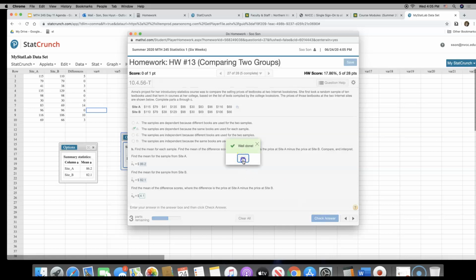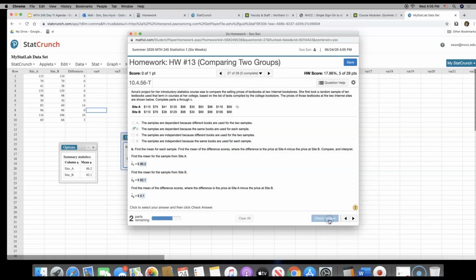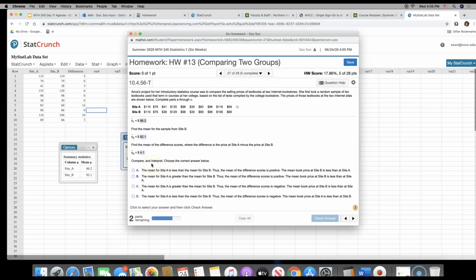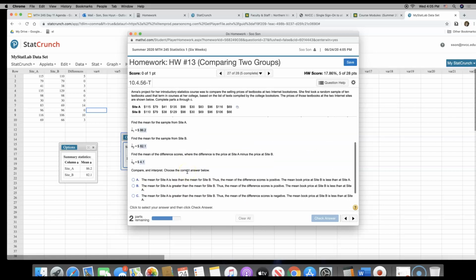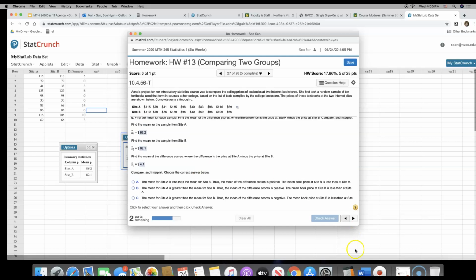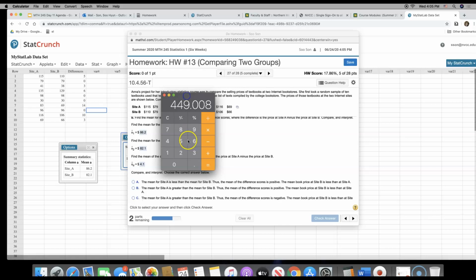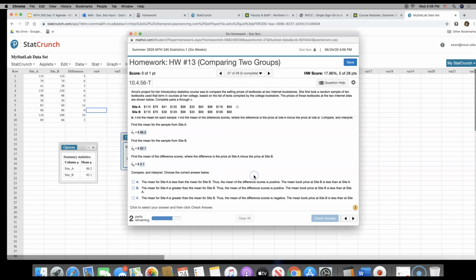And I think the next question, I remember this because we did something similar during our class today. Compare and interpret. Maybe I'm looking at a different question. But take a look. We can find that 4.1 by simply subtracting: 86.2 minus 82.1 equals 4.1. So you can do it that way. You don't have to do some kind of fancy statistics on StatCrunch. You can just subtract the average of group 1 minus the average of group 2, and you still get the mean of the difference scores there.